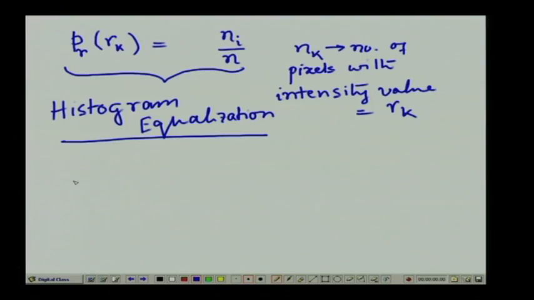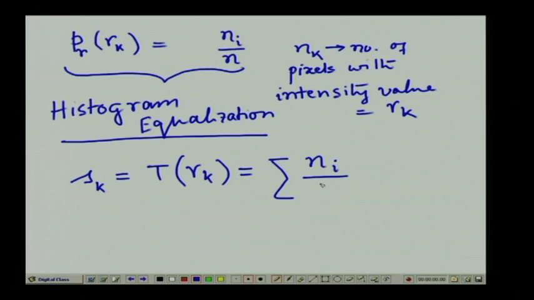And that transformation function, which we represent by T(r_k), is given by s_k equal to the summation of n_i by n, where i varies from 0 to k, which is nothing but the summation of p_r(r_i), where i varies from 0 to k. So, this is the transformation function that we use for histogram equalization.